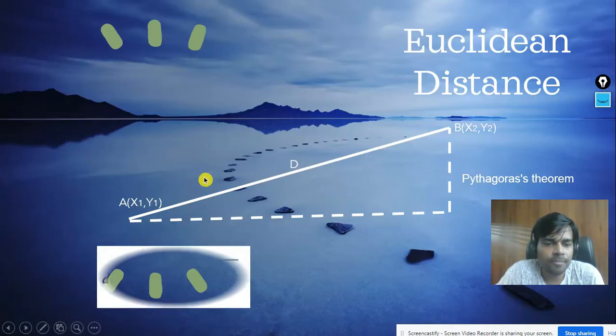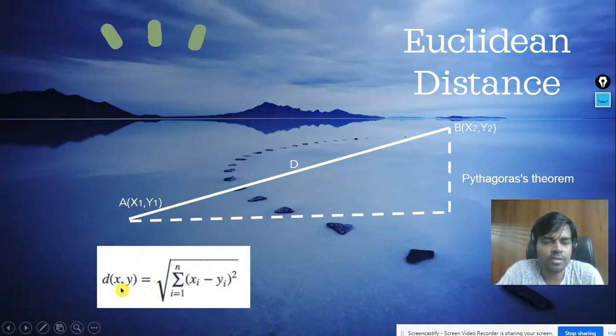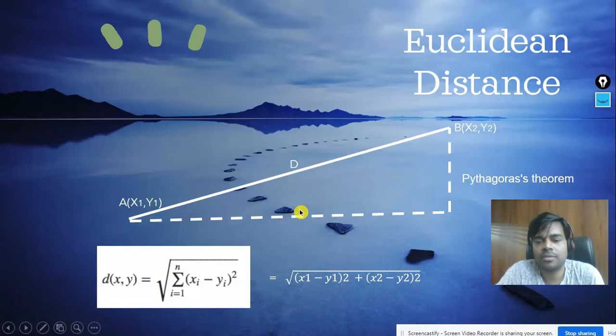So we have a formula for Euclidean distance. This is the formula: square root of the summation of (xi minus yi) whole square. If we expand this formula, it will look like this: square root of (x1 minus y1) whole square plus (x2 minus y2) whole square. This is the way we measure Euclidean distance between two points.